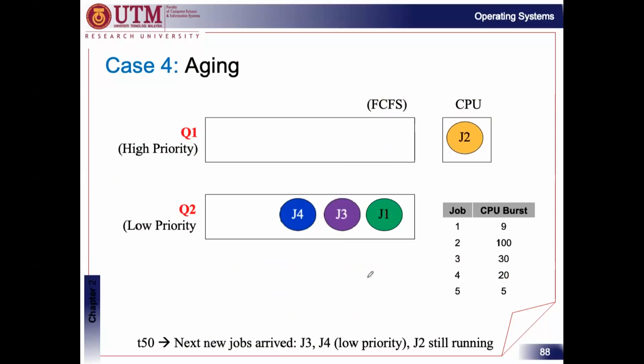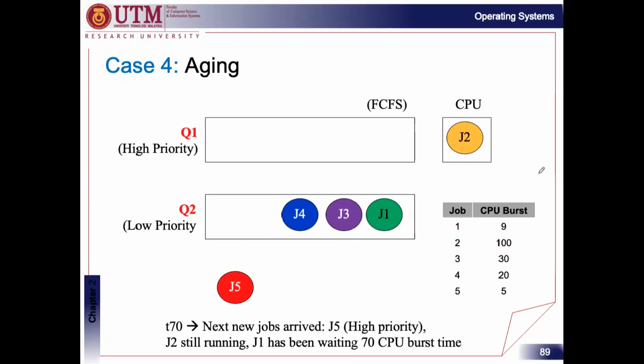And then they say here T50, okay. J1, CPU burst 9, J2, J3, J4 here. I want you to check here, very important: the CPU burst for each process. So 1, 2, 3, and then J2 is quite long. 100 is the highest, a 100 CPU burst.